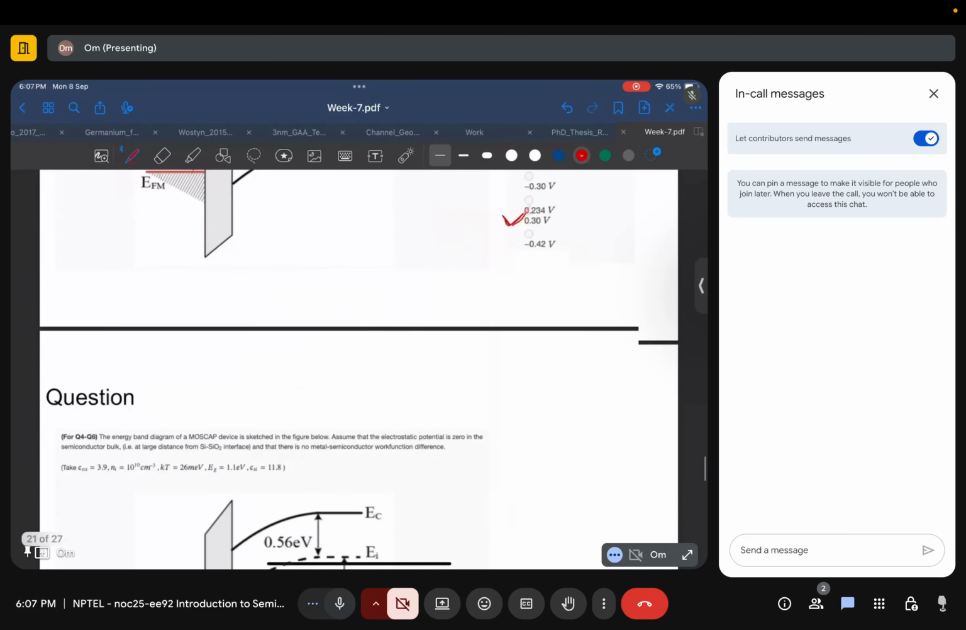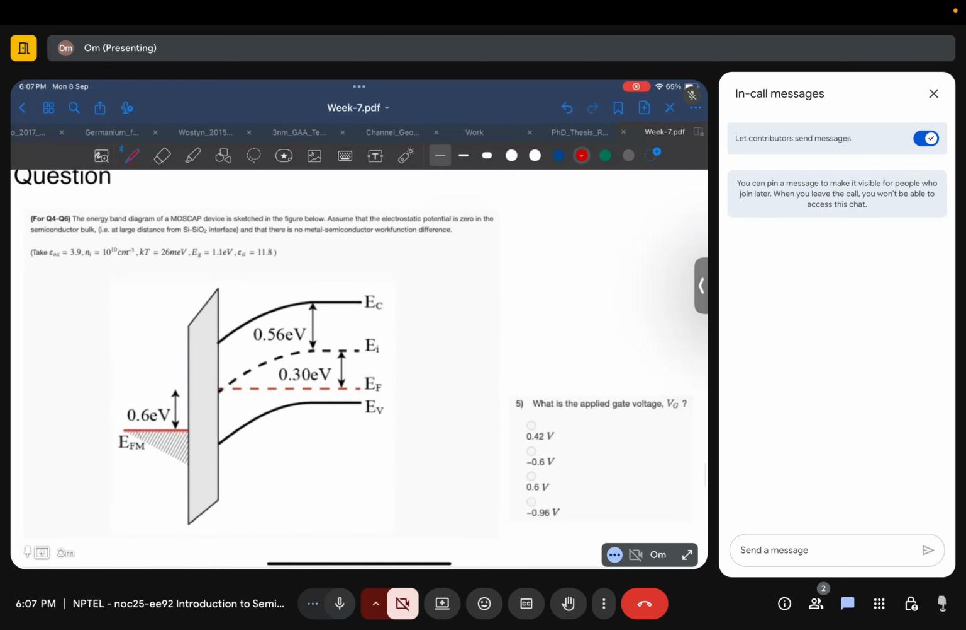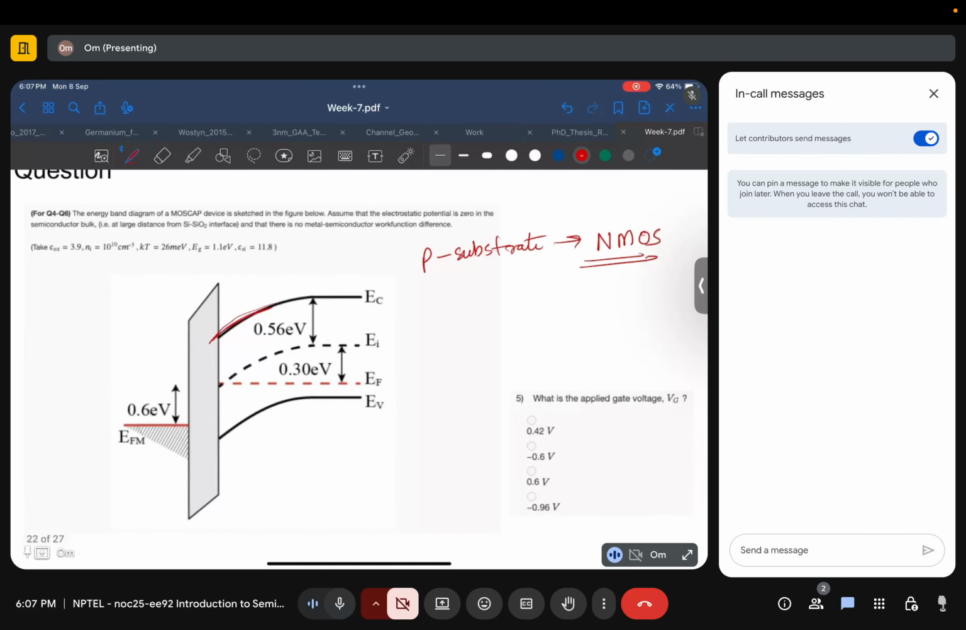Next question. For the same diagram, what is the applied voltage at the gate? So first of all, you see this is a P-type substrate, right? And that means it is an NMOS. Okay. And you see bending is downward like this.